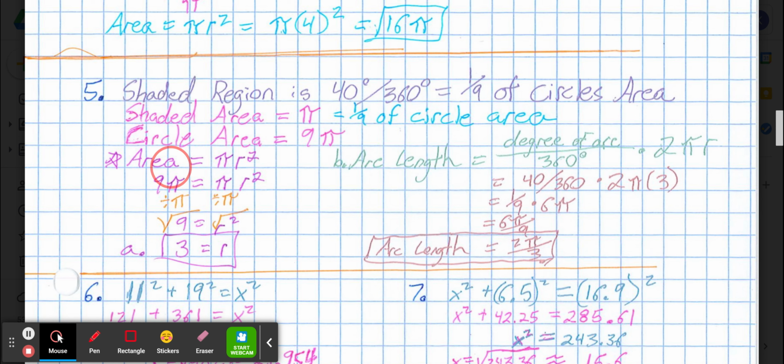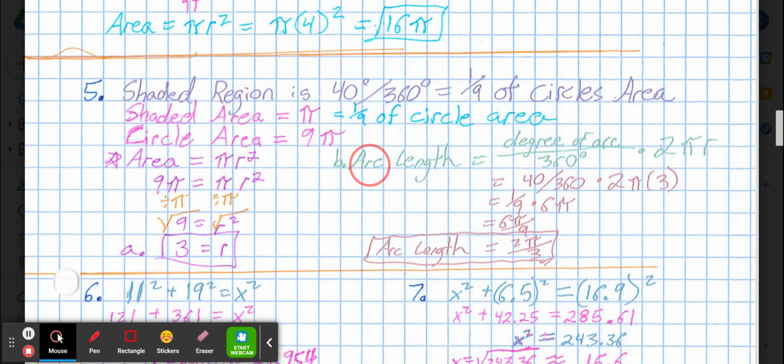Because then we can think area equals pi times radius squared. So we know the area was 9 pi equals pi times r squared. So if we divide both sides by pi, we have 9 equals radius squared. Square root both sides, and we find out the radius is 3 units long.